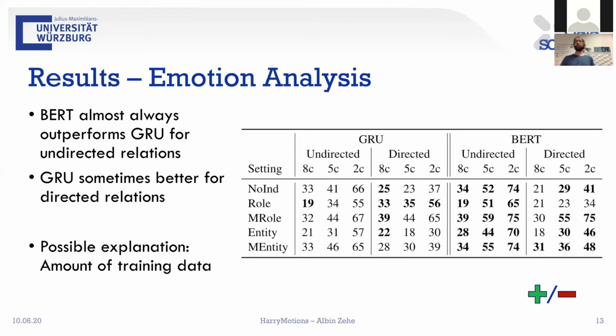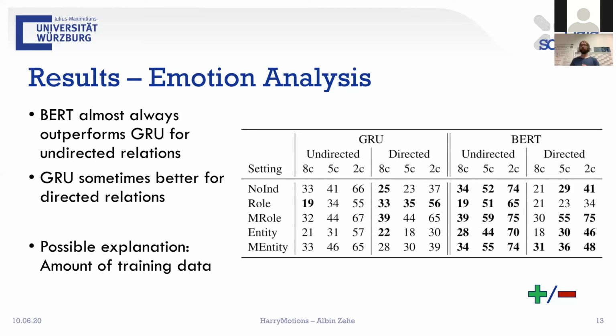And we also use a second undirected setting where we just ignore the direction. So we classify the basic emotion, but not the causing and experiencing character. We find that for almost all undirected settings, our BERT model outperforms the GRU that was proposed by Kim and Klinger, except this one case where they lead to the same performance. For the directed setting, the picture looks a bit different.